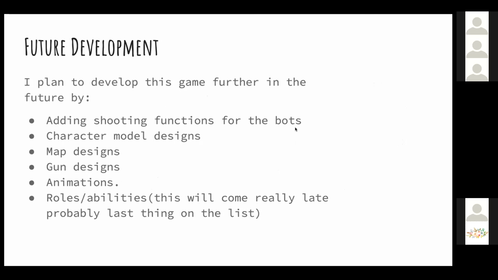So in the future, I plan to develop this game further by adding shooting functions for the bot, more character model designs, because right now it's just a cylinder, and then map designs as well as gun designs and animations, and lastly roles and abilities. This will come at the very late stage of the game. And this is my contact.